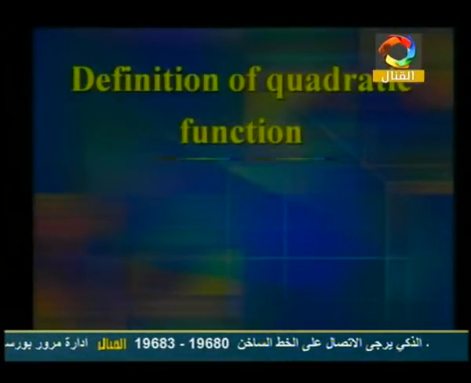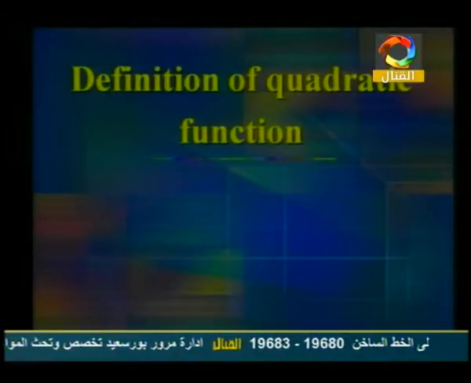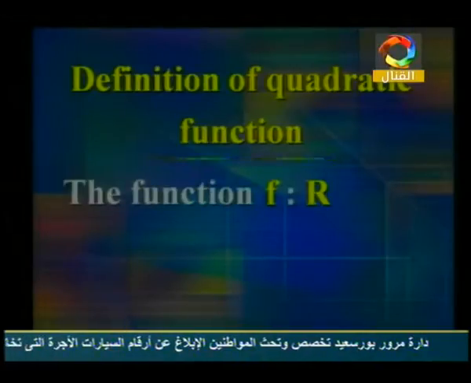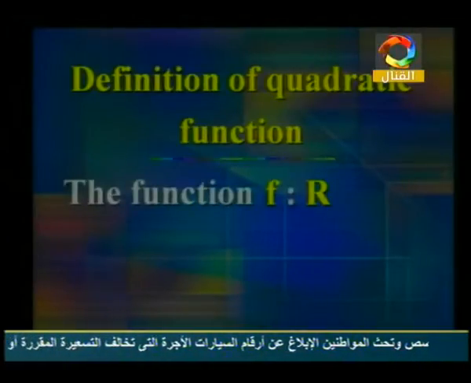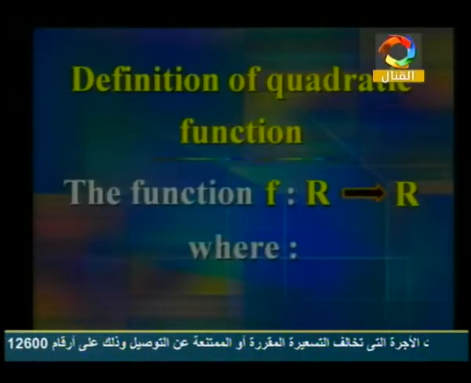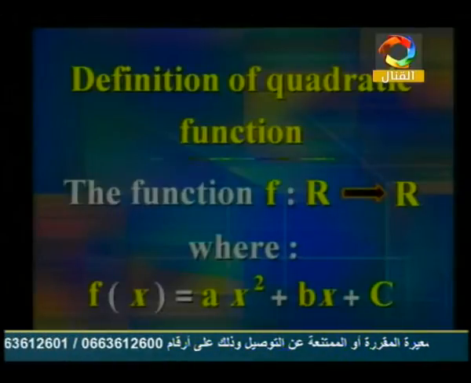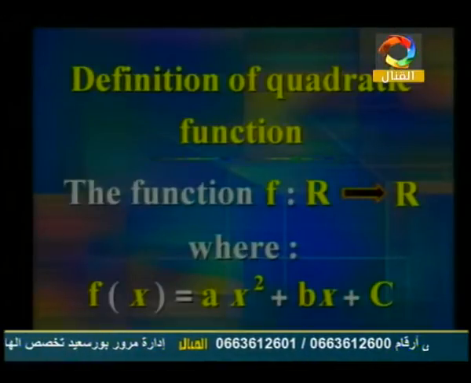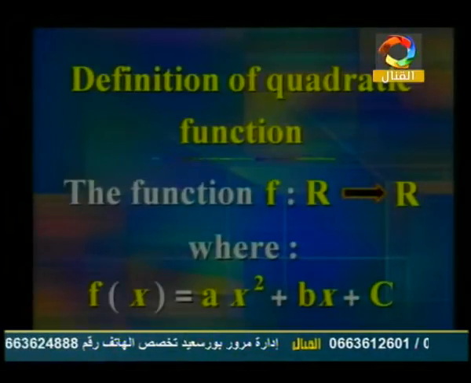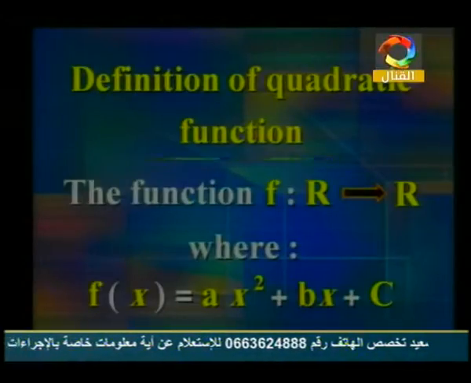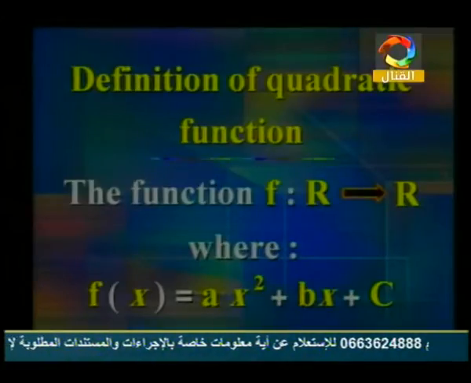Third, quadratic function. Definition of quadratic function. What do you mean quadratic function, dear students? The function f from R to R, where f of x equals ax power 2 plus bx plus c. This is the form of a quadratic function.